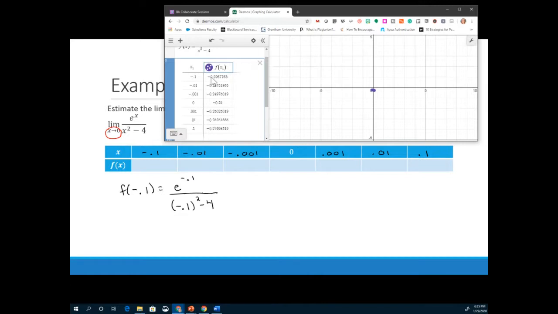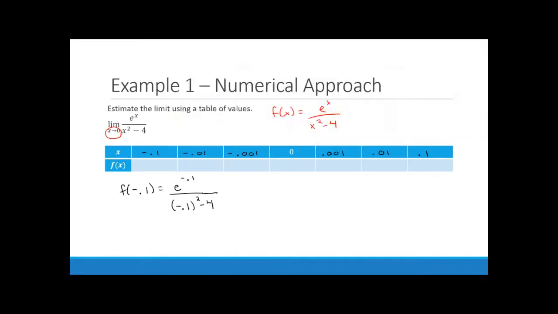Now, generally we round to either 3 or 4 decimal places. I'm going to round to 3 decimal places, and so I'm going to take these numbers and then write them in. So let's see, we've got negative.